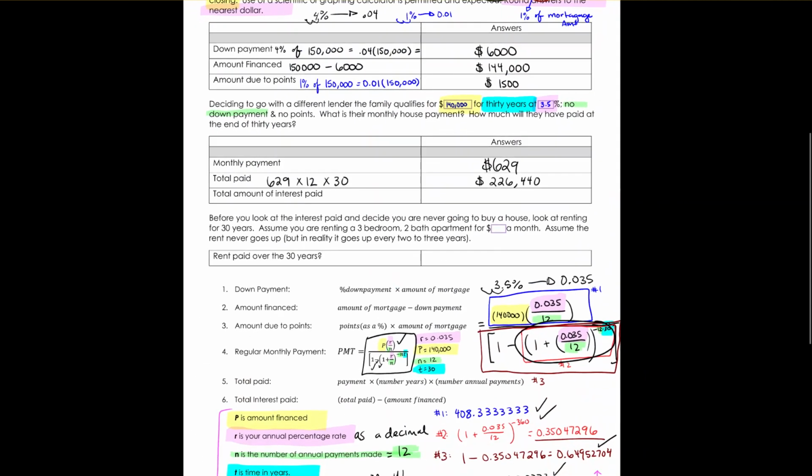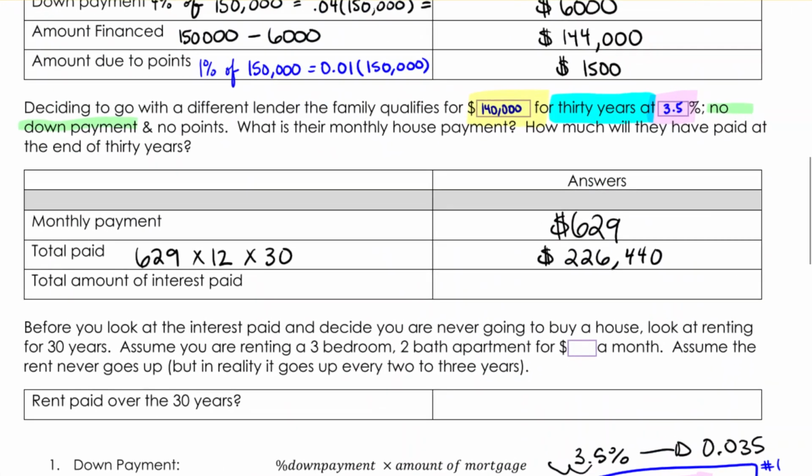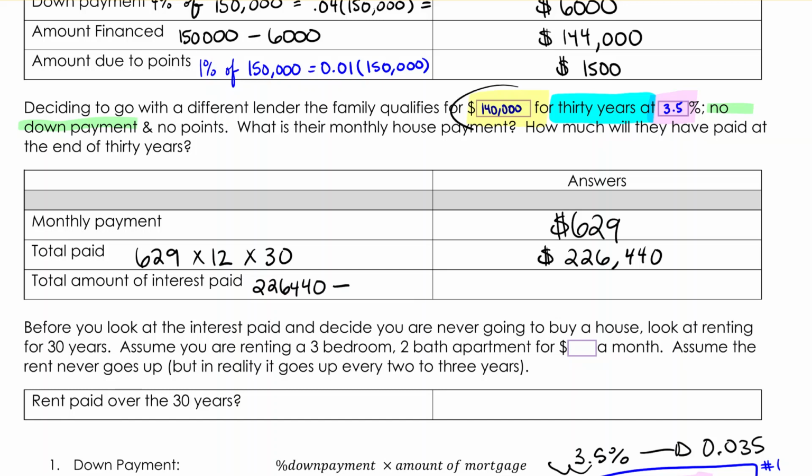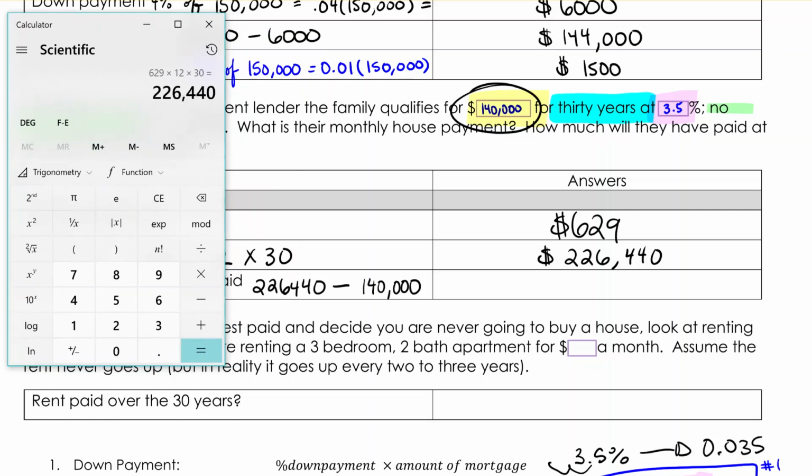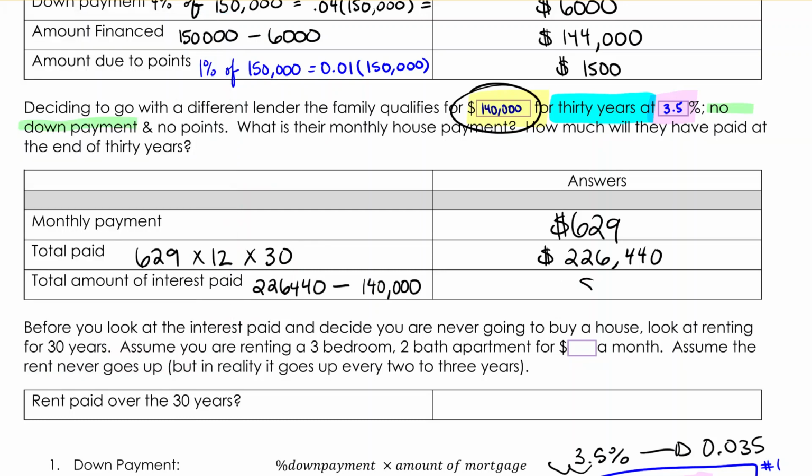And if you're interested in the instructions for that, it's given here on number 5, so you can reference that later. Now, in order to calculate the total amount of interest paid, all we have to do is take the total amount that we paid over the entire course of the loan and subtract out the loan amount. Well, we had the loan originally for $140,000. So if we take our total amount paid minus the original amount of the loan, we paid $86,440 in interest payments.